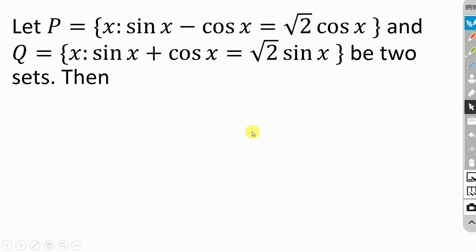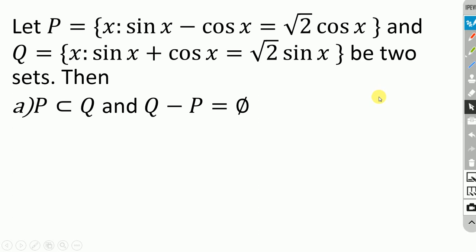Let P be the set of all x such that sin x minus cos x is equal to root 2 cos x, and Q is the set of all x such that sin x plus cos x is equal to root 2 sin x. Then P is a subset of Q and Q minus P is empty. This is option A.